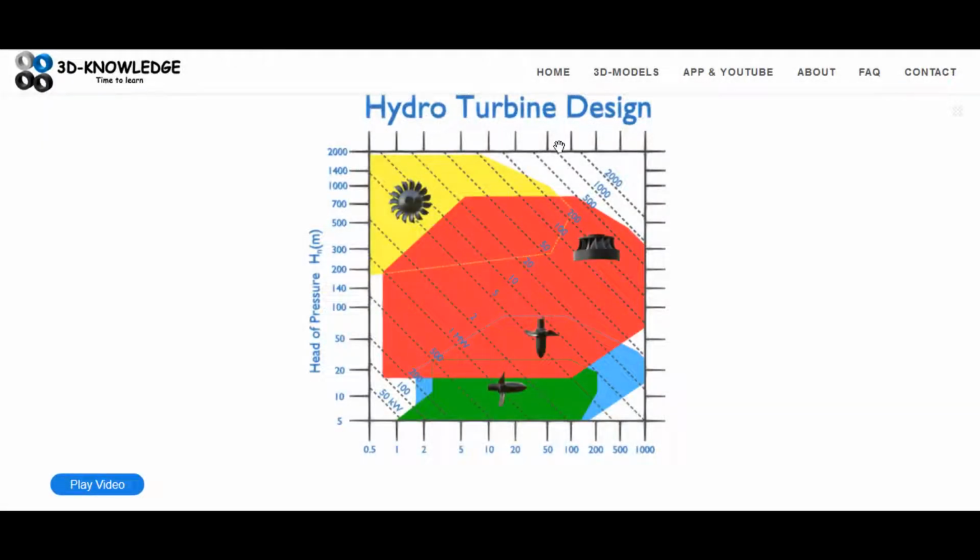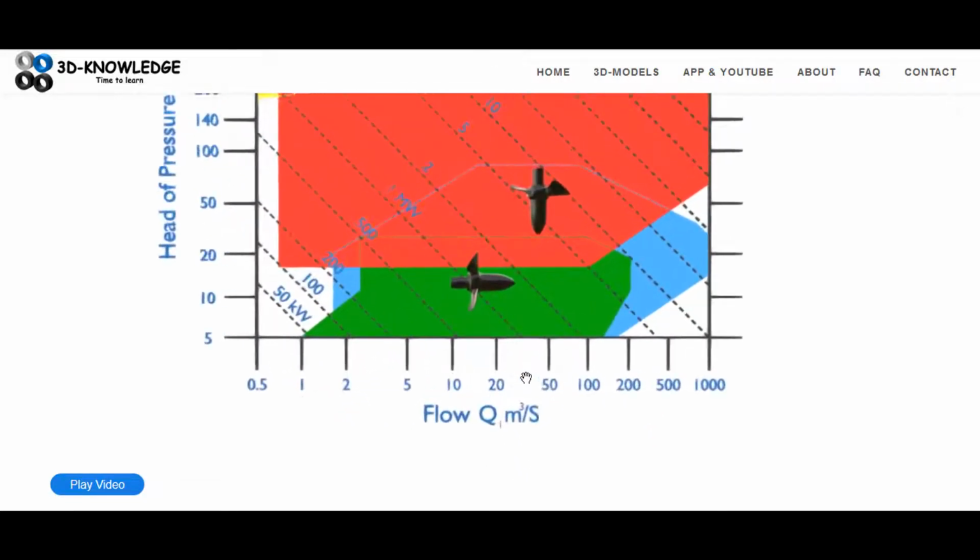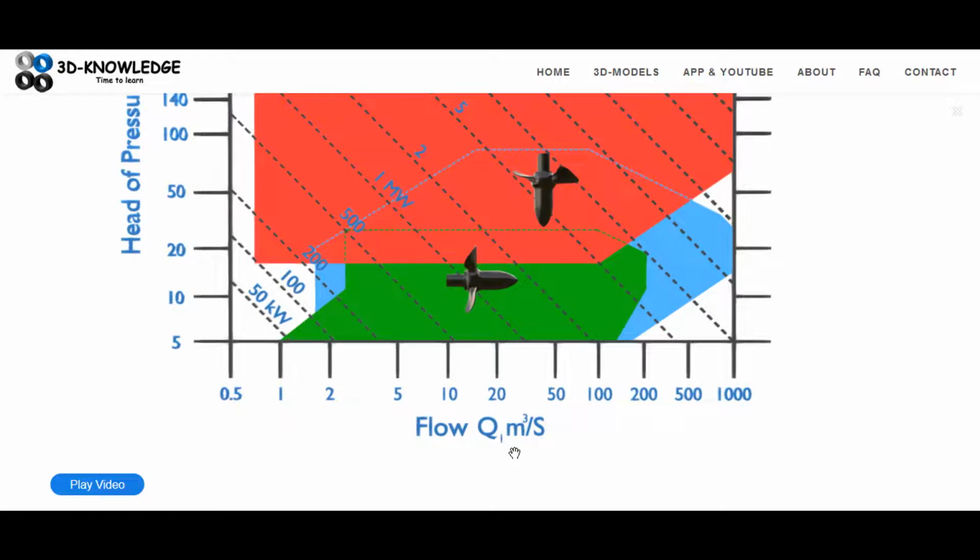So the graph in front of us, it says hydro turbine design in the title. On the left hand side we've got head of pressure going from 0 up to 2000, and on the lowest scale here, on the x-axis, we've got the flow, which is in meters cubed per second. So we'll start at the bottom.